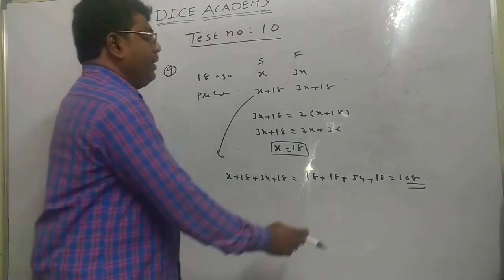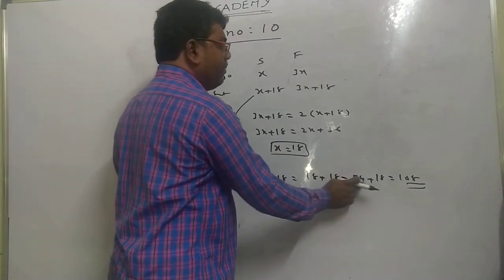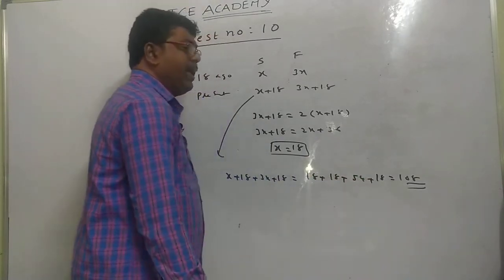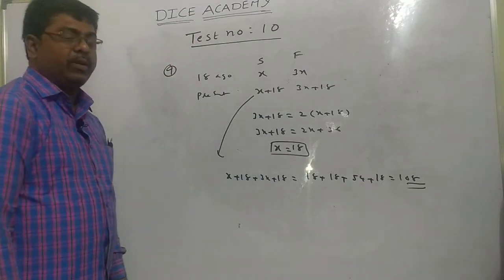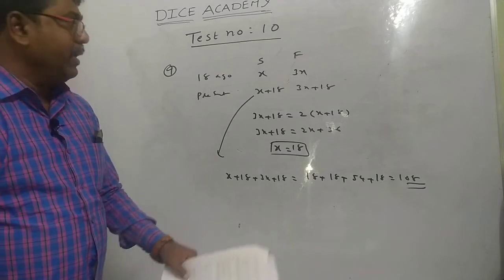Why? Because here 3 into 18, 3 times 18, and here 3, so 6 into 18. 6 18s is 108. So the total sum is equal to how much? The total sum is equal to 108, which is the required answer.